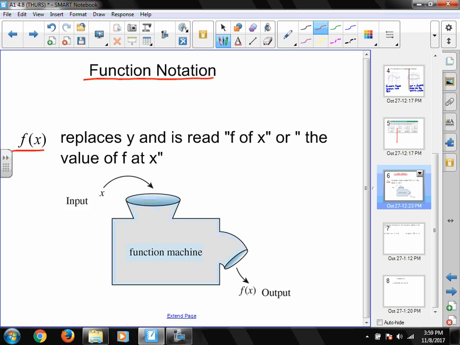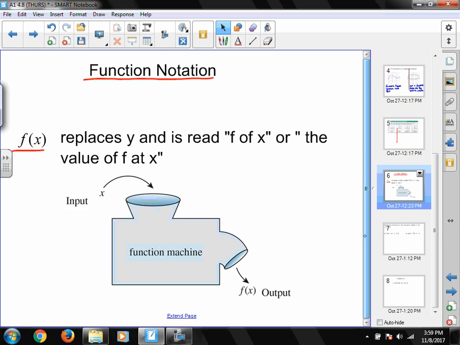This function notation works really well when you have different functions that you're working with at the same time. So you could instead call one f, one g, and one h if you're working with 3 different ones. It's read f of x or the value of f at x. So it is not multiplication, and we'll get into that.